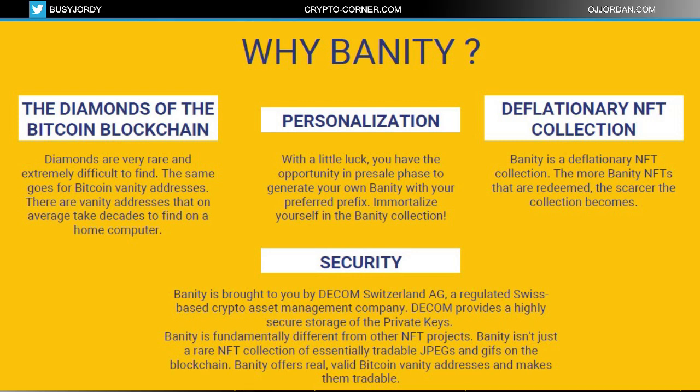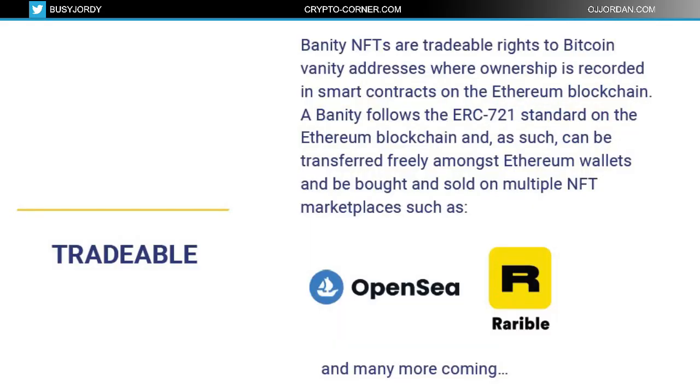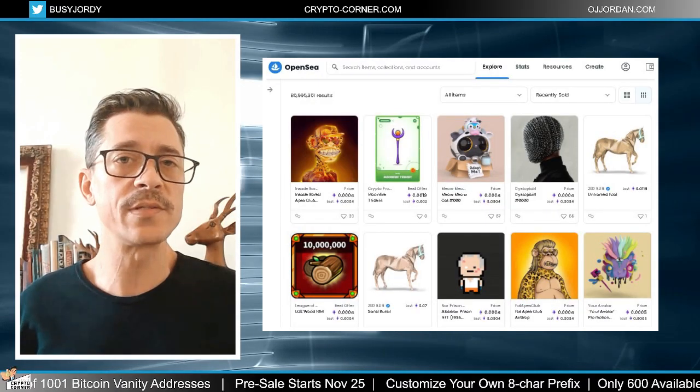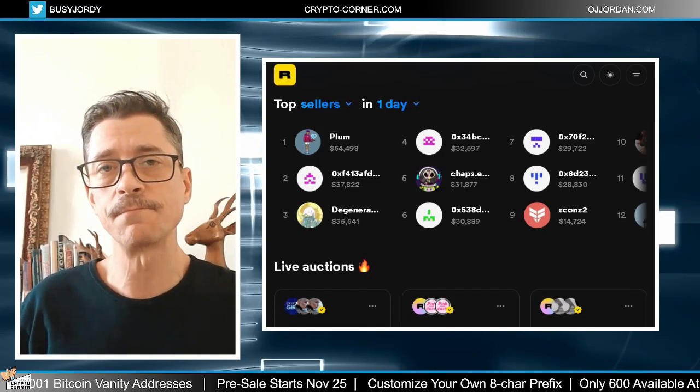They use the ERC721 standard and as such can be transferred freely amongst Ethereum wallets and can be bought and sold on multiple NFT marketplaces such as OpenSea or Rarible and others. The authenticity and ownership of a Banity are tracked on the blockchain as it passes through the hands of collectors, with the buyer taking the role of official owner.